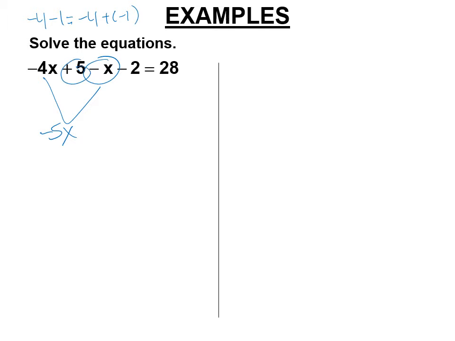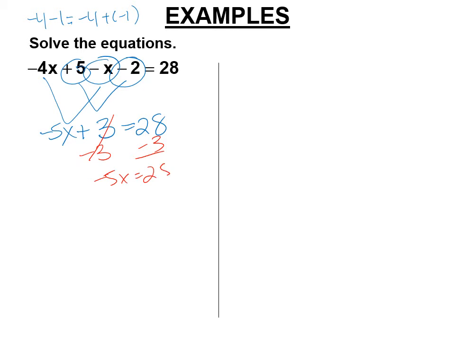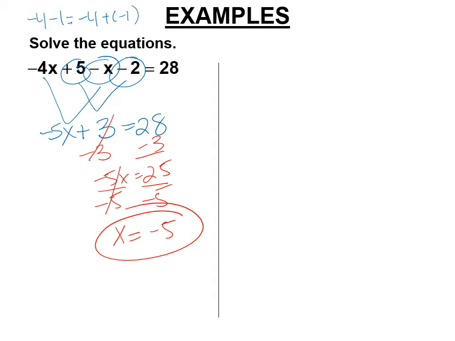Made my little speech. 5 minus 2 is 3. So -5x plus 3 equals 28. Okay, so that's a two-step. If it's add 3, you subtract 3 from both sides. -5x equals 25. X is being multiplied by -5, so you have to divide both sides by -5. And the only number that will make that all work out to 28 is -5.